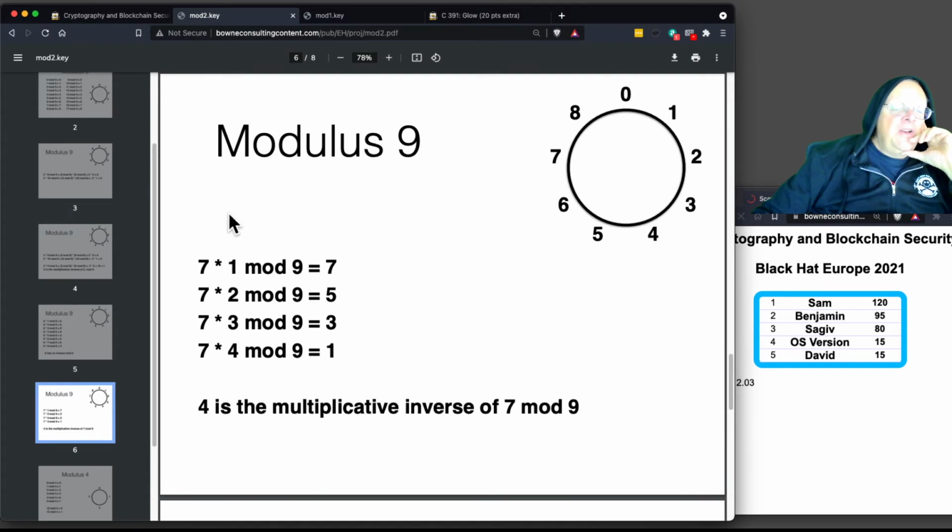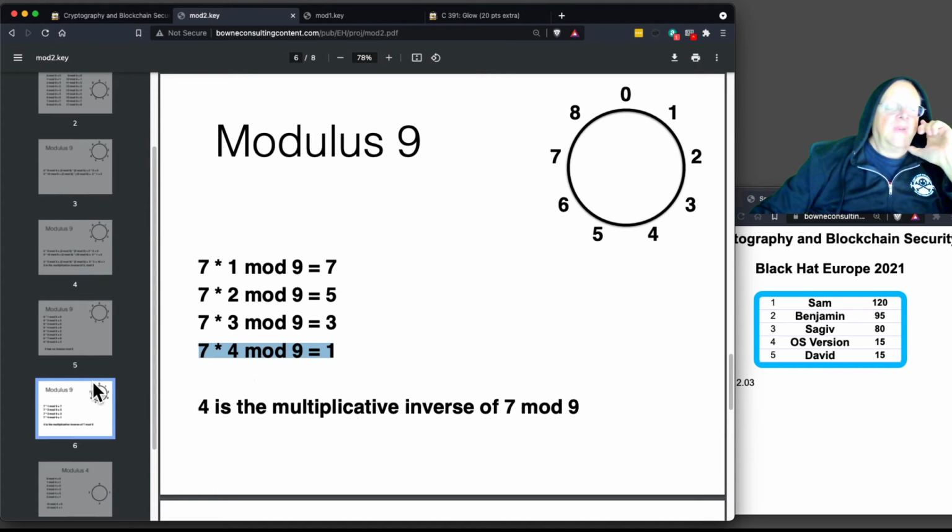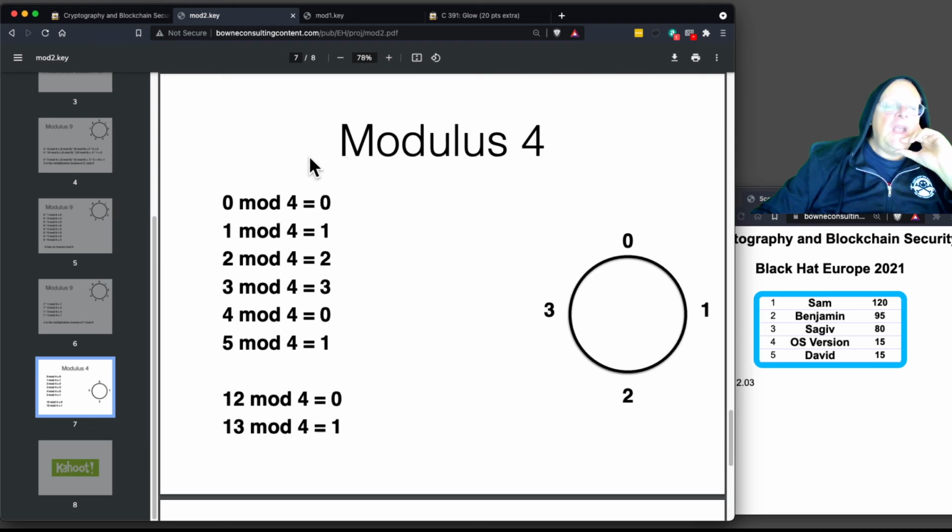All right, and here's 7. If I take 7 times 1, 2, 3, and 4, 7 times 1 is 7, 7 times 2 is 14, that's 5. 7 times 3 is 21, so that's 18 plus 3. 7 times 4 is 28, that's 27 plus 1. So I found the multiplicative inverse of 7 is 4. So I could multiply by 7 to encrypt something and multiply by 4 to decrypt it. And here's modulus 4. So just going around, same kind of thing.